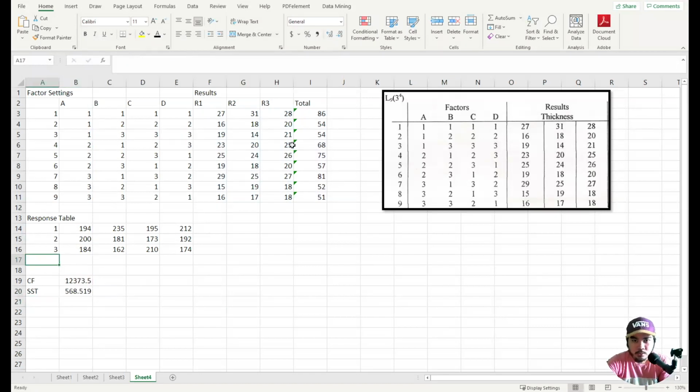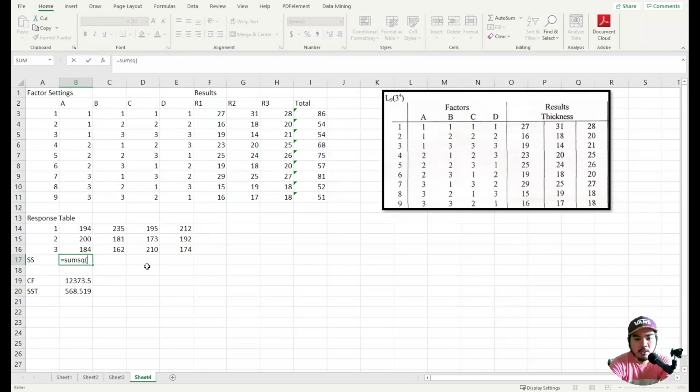Now, to do this, for the SS values of the different factors A, B, C, and D, we will do sum square, equals the sum square of this. And again, what denominator will we use? The number of values that went into each of these subtotals. Right? So what do you think should be the denominator for this particular case?